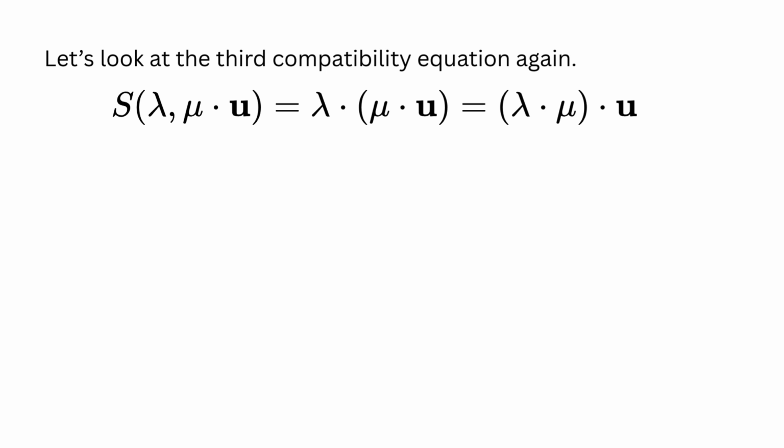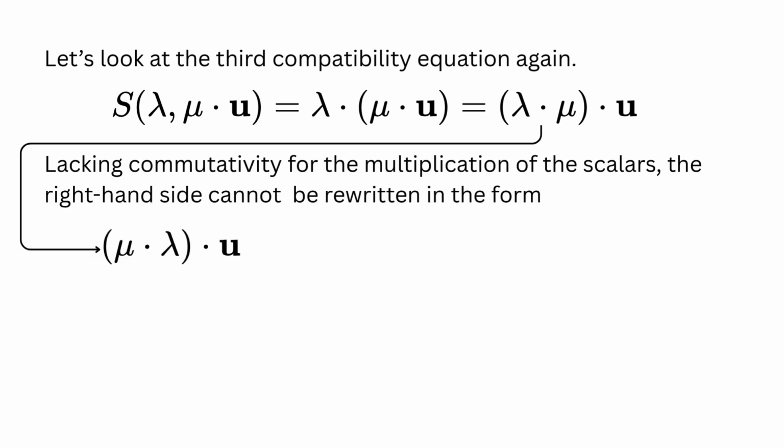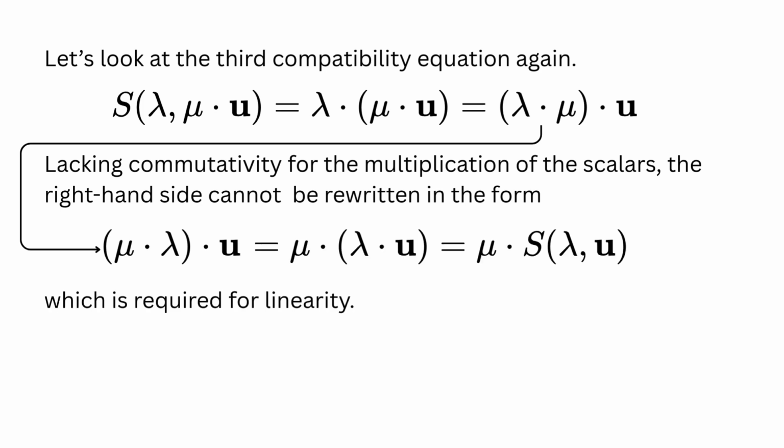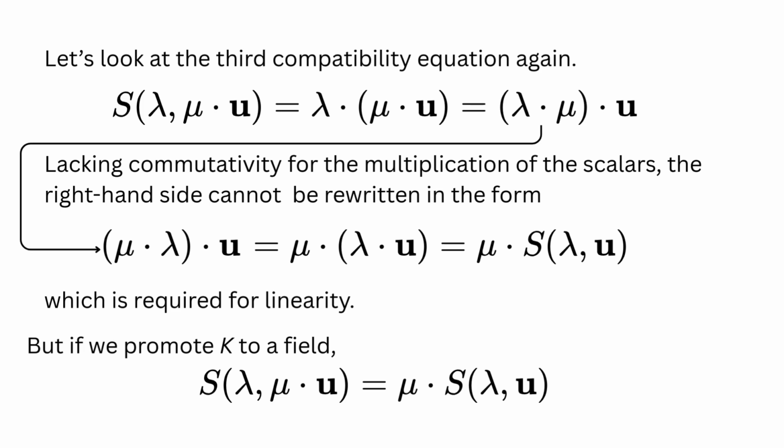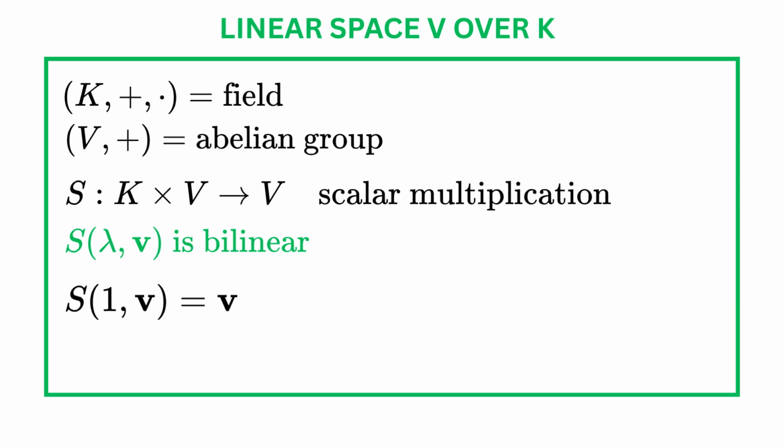Let's look at the third compatibility equation again. Lacking commutativity for the multiplication of the scalars, the right-hand side cannot be rewritten in the form which is required for linearity. But if we promote the set of scalars K from a division algebra to a field, then the scalar multiplication becomes a bilinear operation. In this case, we call the vector space a linear space. This terminology is not very popular these days. Unfortunately, the term vector space is used in all instances, which makes things slightly confusing for beginning learners.